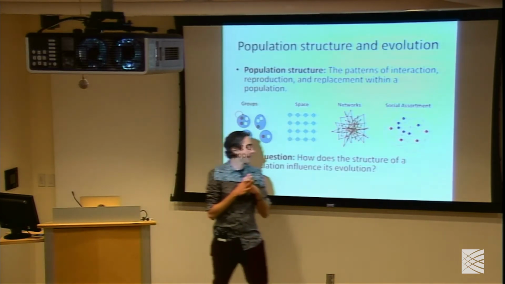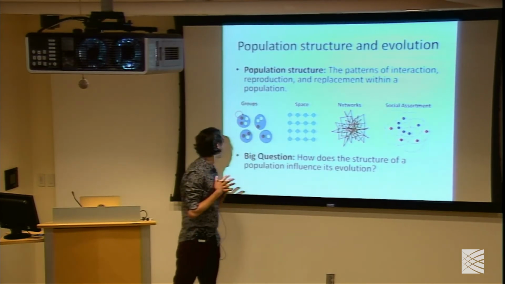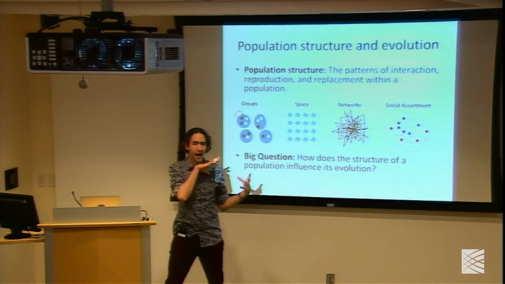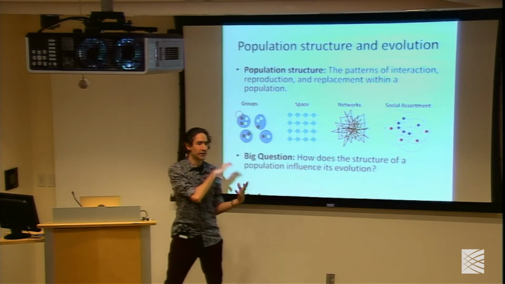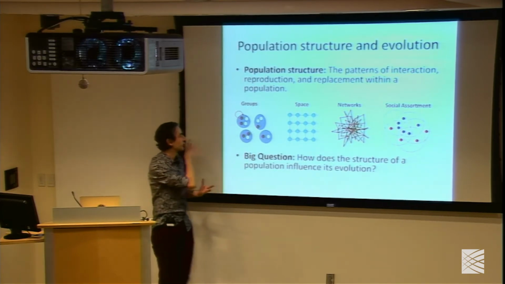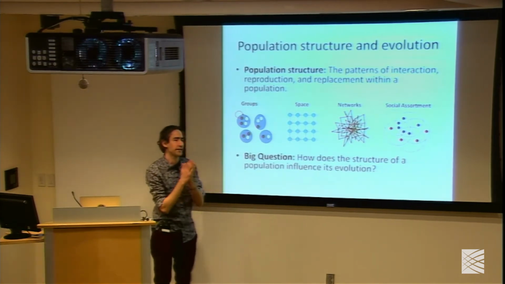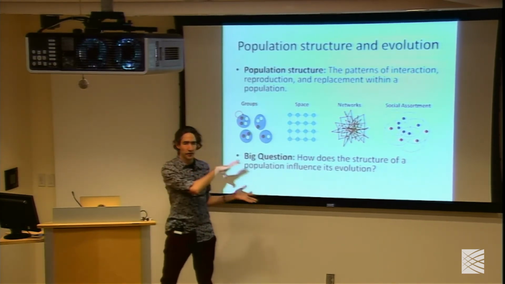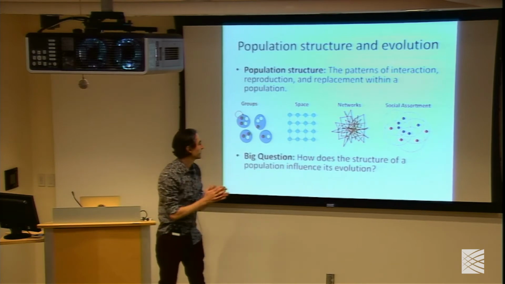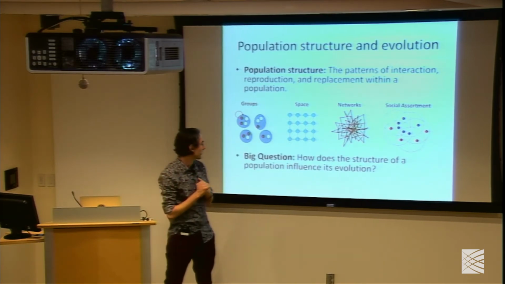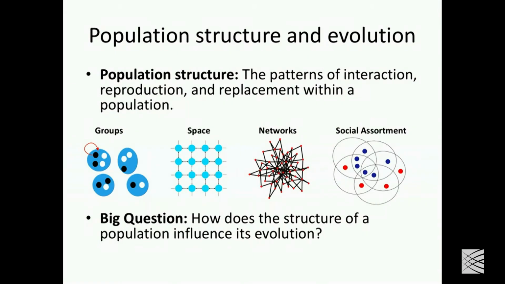So the big question that I've been interested in since I've come into this field is how does the structure of a population influence its evolution? And structure can mean a lot of different things. Population can be structured into groups. It can be structured in terms of a spatial habitat. There can be some kind of network of interactions in the population. There can be some kind of social assortment where individuals interact in a non-random or non-uniform way with others. All these are various types of population structure, and you can think of these, from microbes, bacteria, all the way up to humans. So this is my big question.